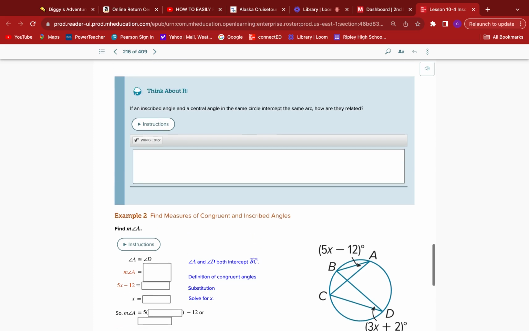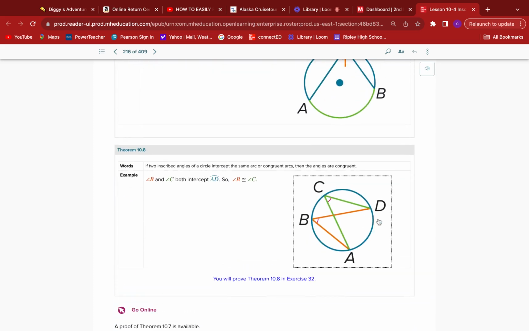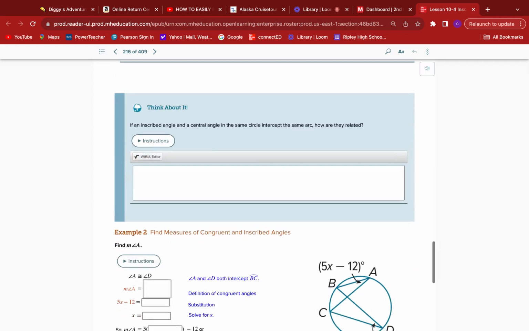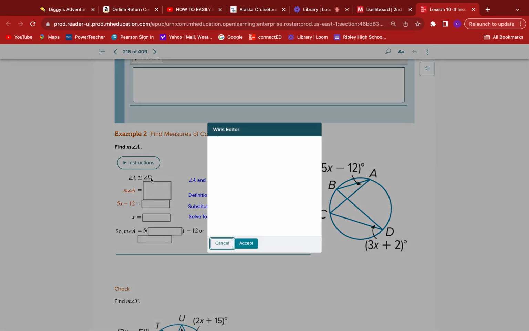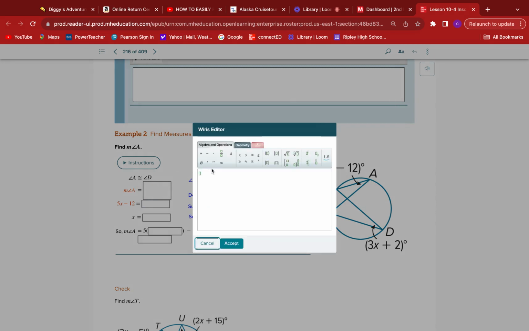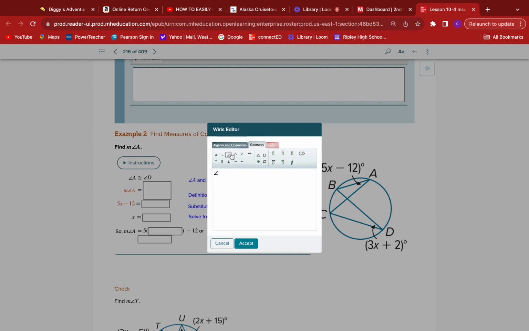This goes back to the rule where you have two angles that have the same intercepted arc. So angle A is actually made from angle BAC. So BC is its intercepted arc. Angle D is actually made from angle BDC. BC is its intercepted arc. They have the same intercepted arc, therefore angle A and angle D are equal to each other. So angle A is congruent to angle D.